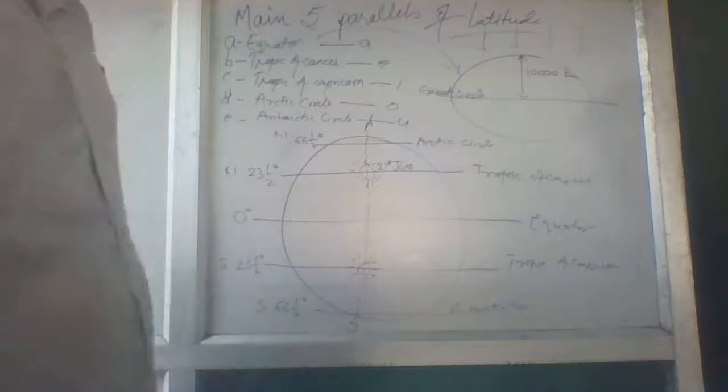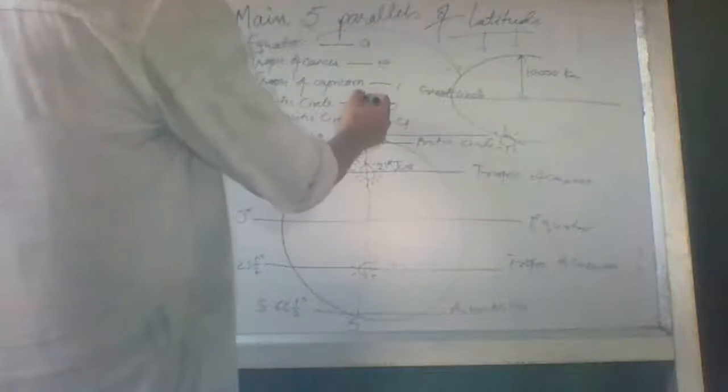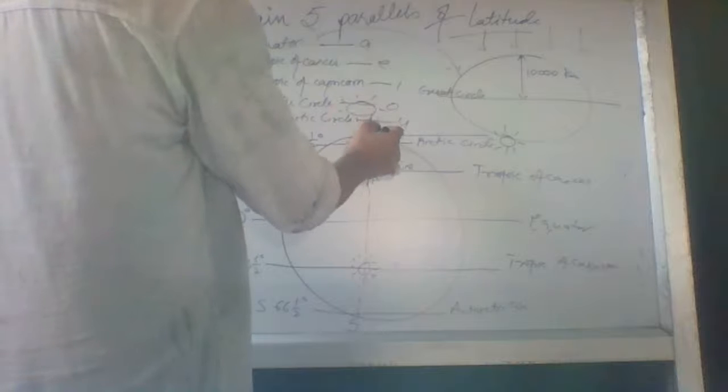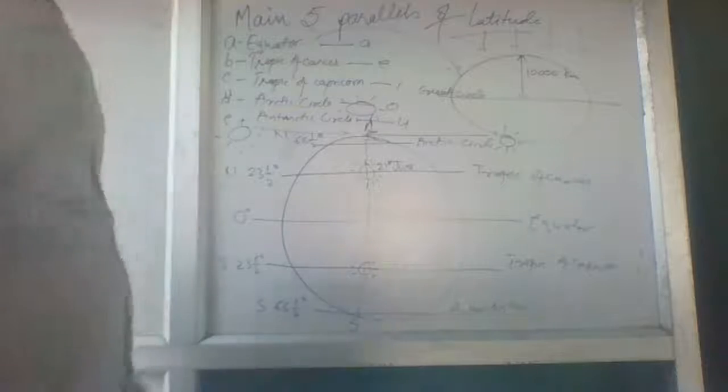Arctic Circle is 66 and a half degrees north, Antarctic 66 and a half degrees south. This latitude is important because the area within this circle receives the oblique rays of the sun. Oblique rays means the sun will be here, or here, or here. Arctic Circle, coolest area.